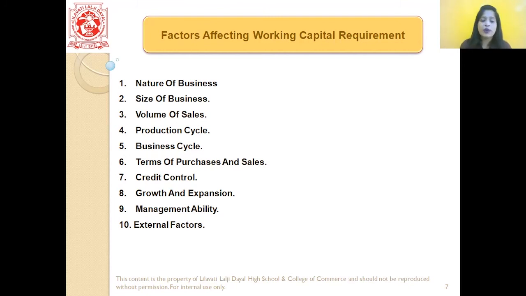So with this we've completed 10 points of factors affecting working capital. Let's have a quick recap over it. First one is nature of business. Second, size of business. Third, volume of sales. Fourth, production cycle. Fifth, business cycle. Then you have terms of purchase and sale, credit control, growth and expansion, management ability, and external factors.